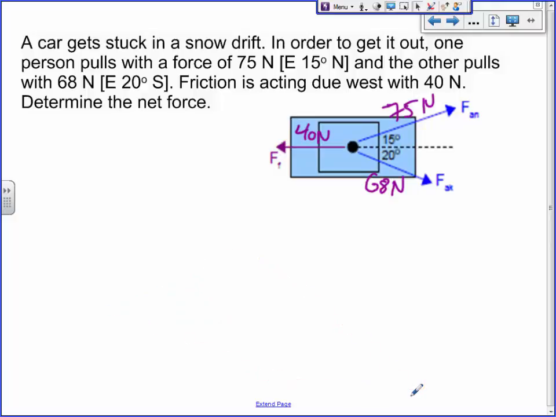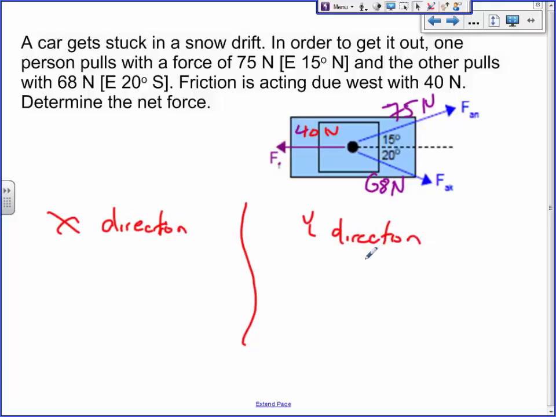So, new method then. What we need to do is consider things in the x direction, and independently, we also have to consider the y direction. Figure out how much force there happens to be in each of those. So I'm going to try to do work on two things simultaneously.